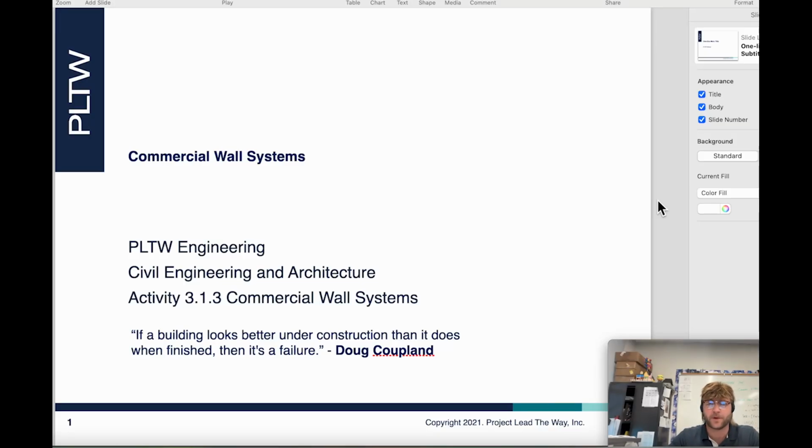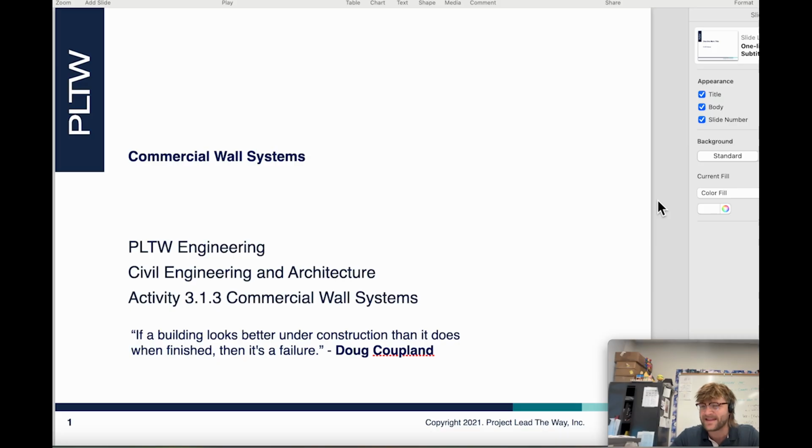Hello, everybody. In this video, we're going to be going through Activity 313, Commercial Wall Systems. Now, we've talked about wall systems before. Previously in Unit 2, these were for residential purposes, and so you're going to end up seeing some of the differences between commercial wall systems. Obviously, these are going to be different from residential walls due to scale, load requirements, and also material performance.